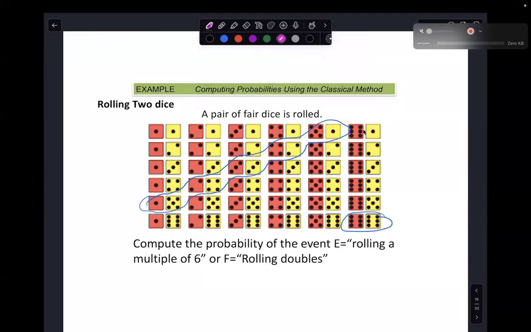So rolling doubles. So my doubles are, I have this one. My doubles are on this diagonal. I guess I could have done it different. Hold on. Okay. My doubles are on this diagonal. There we go. So we want the probability of rolling a multiple of 6 or rolling a double. Go ahead and calculate that.